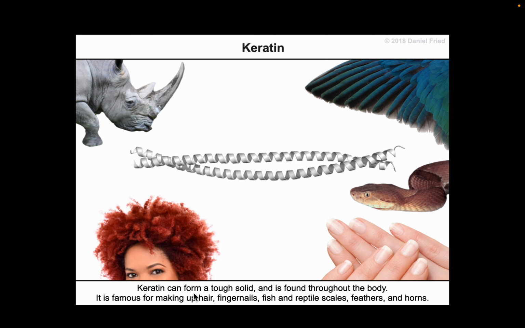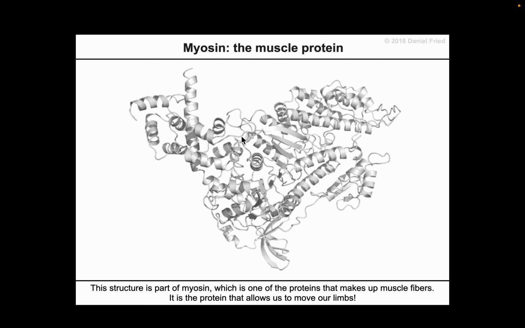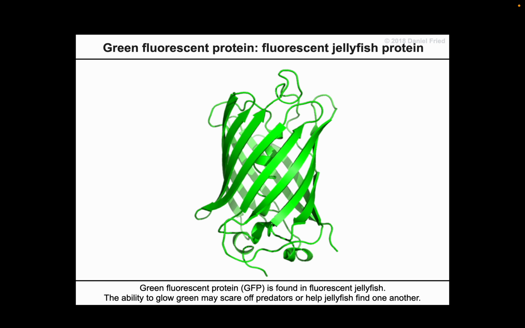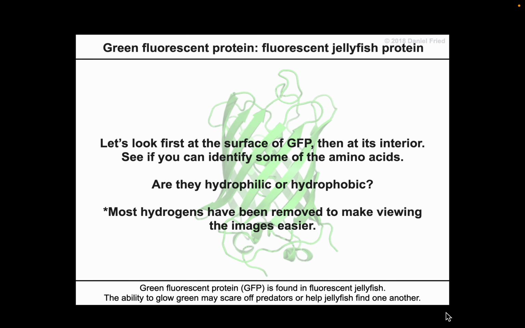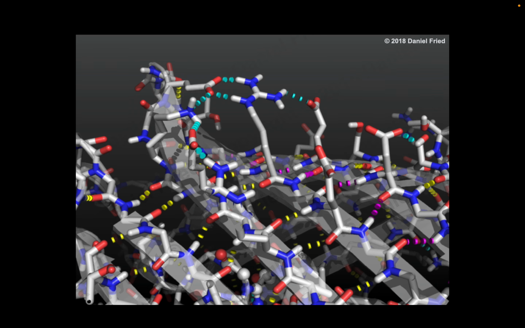Keratin is found throughout the body. It's famous for making hair, and fish and reptiles give feathers and horns. Myosin, the muscle protein. This structure is part of myosin, which is one of the makeup of muscle fibers. The protein allows us to move our limbs. I'll talk about it in episode 35. Green fluorescent protein, or GFP, found in jellyfish. The hydrogens have been removed to make viewing the images easier.